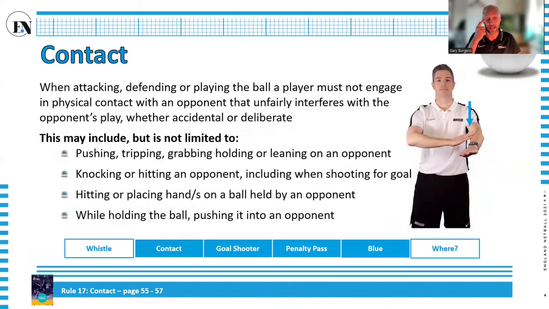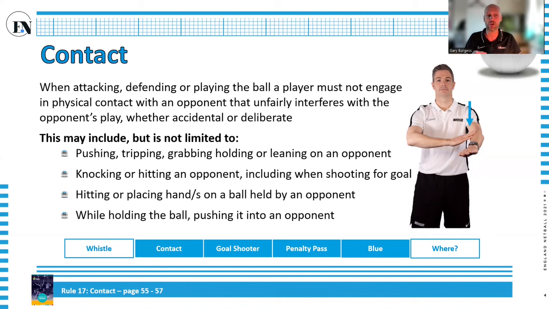Okay, so then contact itself. The rule now says when attacking, defending, or playing the ball, a player must not engage in any physical contact with an opponent that unfairly interferes with the opponent's play, whether or not that was accidental or deliberate.